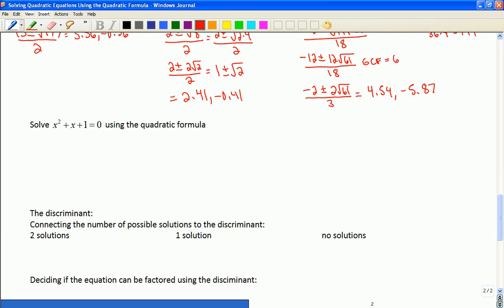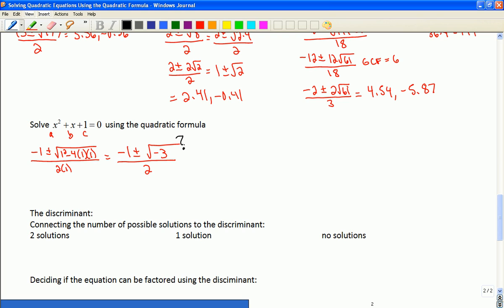Now, we're going to try solving this next one here, just to illustrate a point. So, negative b would be negative 1 in this case, plus or minus the square root of 1 squared minus 4 times 1 times 1, all divided by 2a. So negative 1 plus or minus the square root. It's going to be negative 3 in here.